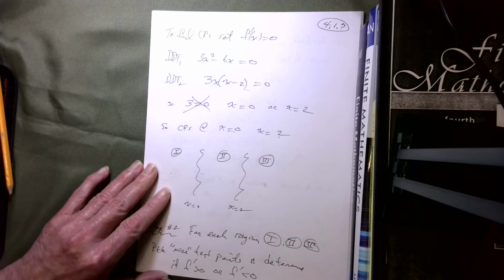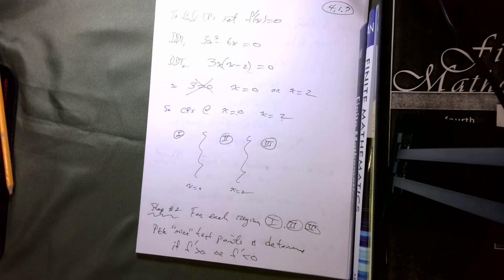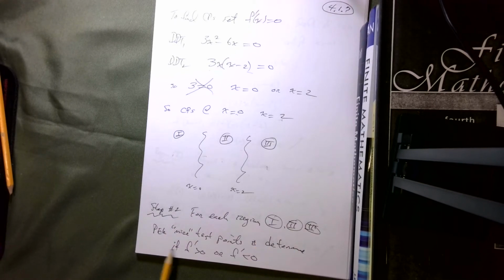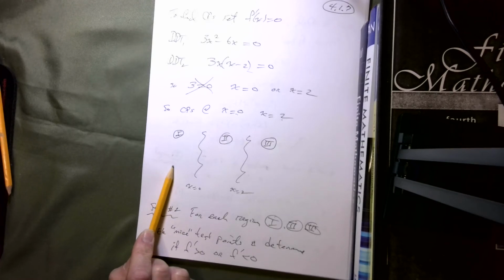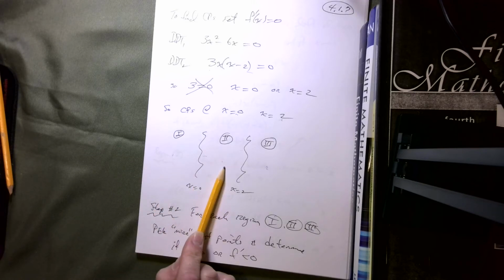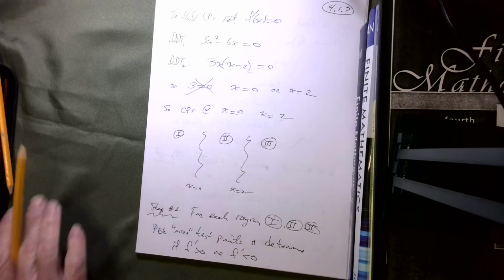So what we're going to do is we look at each region, and we pick nice test points. So I'm going to pick a test point in here. Is the slope positive, negative? Test point, same questions.